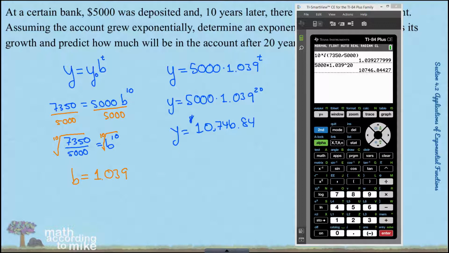Excellent. So again, we have 2 formulas for the exponential function. When we get to logarithms, you really only would need the one that has an e in it, but this one is also just as good.